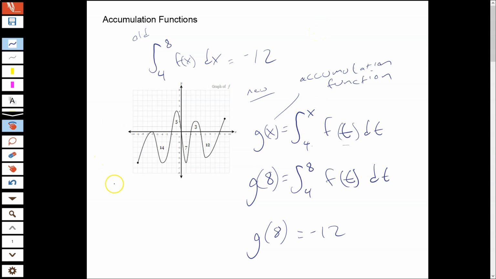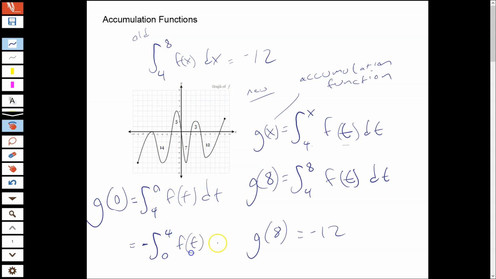Let's find one more g. Let's find g of 0. Okay, so g of 0 would be the integral from 4 to 0 of f of t. Now notice we have a backwards integral. We have the bigger number on the bottom. We're going to rewrite that.